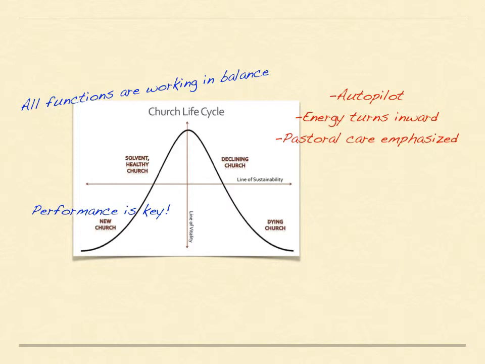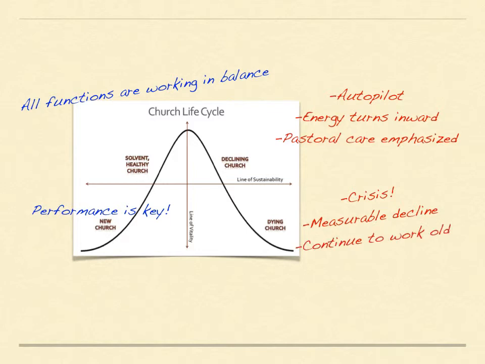Now, characteristics of the dying or weakening church: crisis. They're in a mode of crisis. Fear is one of the main emotions in this phase because there is measurable decline in all the areas that you can measure, from worship to participation to budget to membership. Everything's declining, and it seems as though there's no end. And another characteristic is they continue to work the old paradigm with no results. So they continue doing what made them successful in the past and what made them healthy and solvent and dynamic, but it's not working anymore.